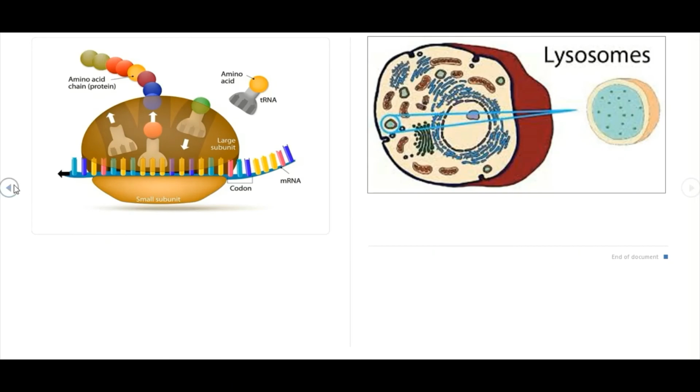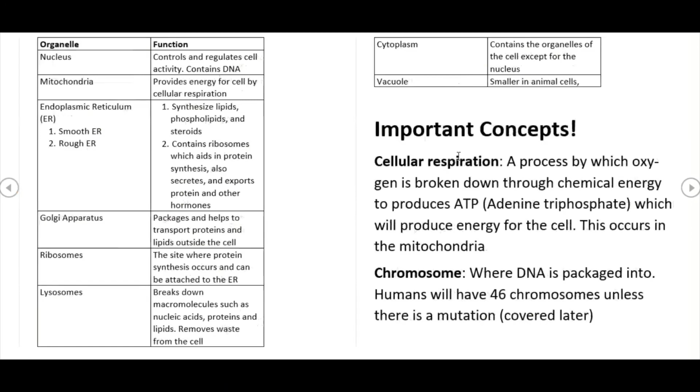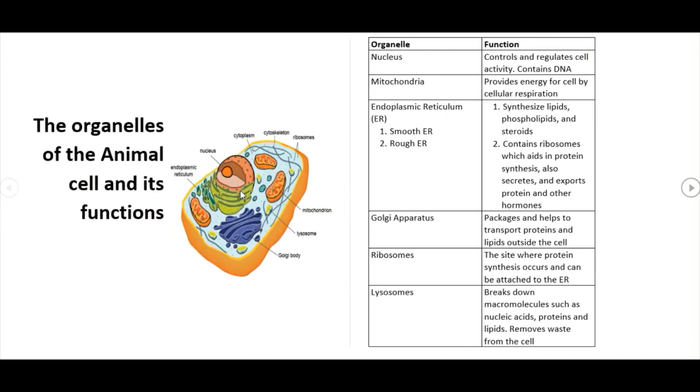And then some honorable mentions, things that I didn't mention before. We also have our cytoplasm. The cytoplasm, as can be seen in this picture over here, is basically this blue area, and it's where all the organelles are contained. However, as you can see in this picture, the nucleus is the only part that is not in the cytoplasm. So remember that all organelles are in the cytoplasm except for the nucleus.